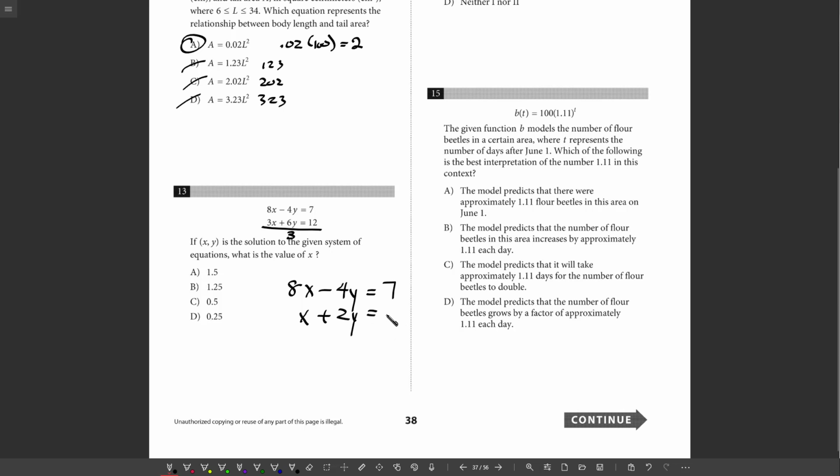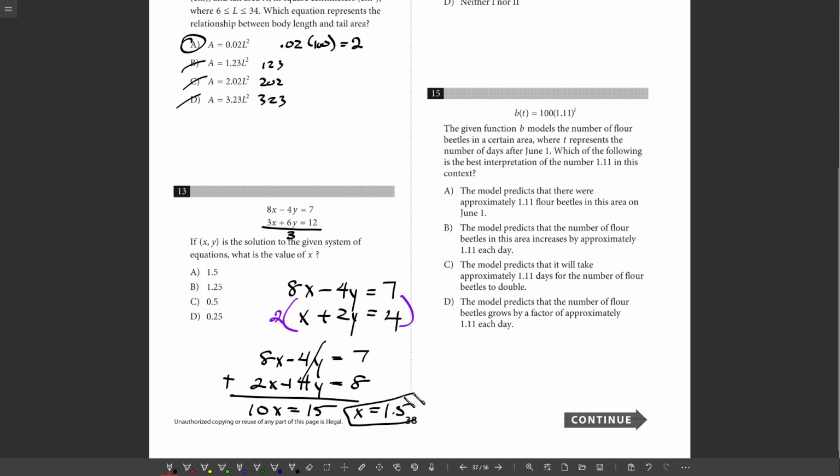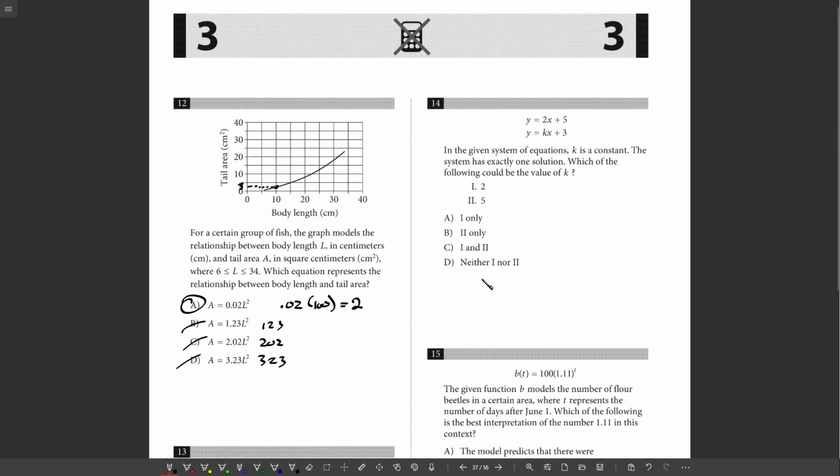So I get this. Now I want x, so I want the y's to cancel. Let's multiply the bottom by positive 2. So let's rewrite this. 8x minus 4y equals 7. 2x plus 4y equals 8. The whole reason I multiplied by 2 is that when I add these equations, the 4y's cancel. So I get 10x equals 15. So x is 1.5. Indeed, they wanted x. So 13 is A.